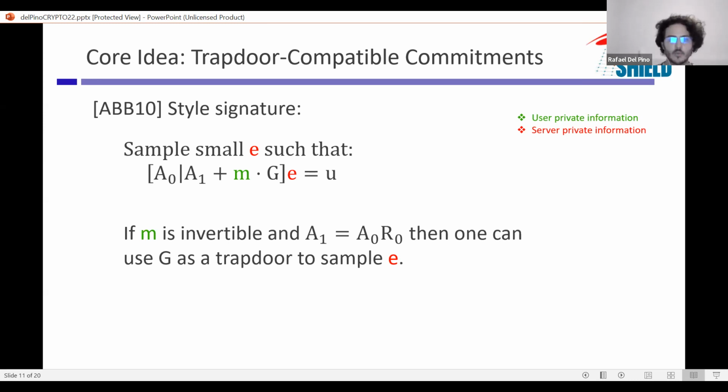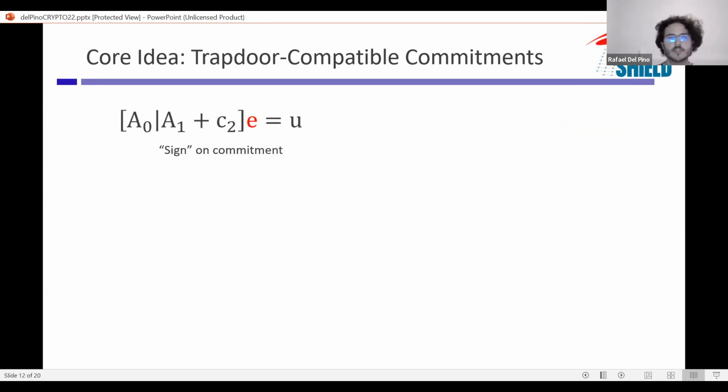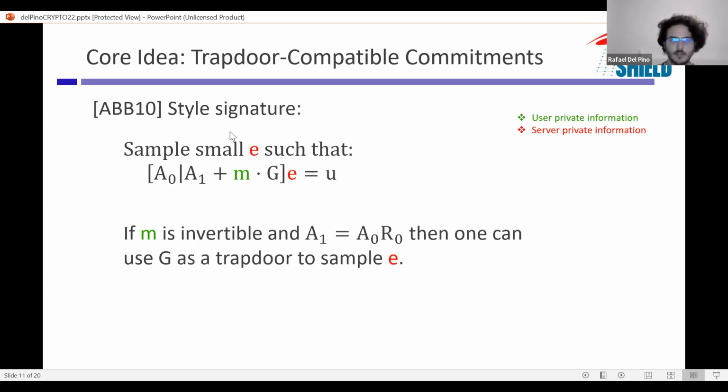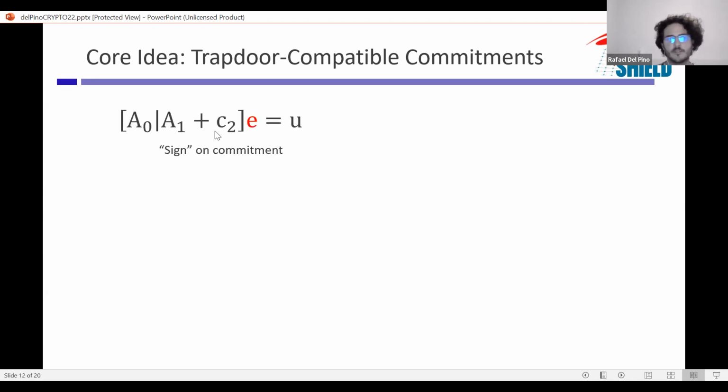So now what if we want to sample the preimage directly of C2? In the previous slide, we had a public matrix with M times G, and signing M would be sampling e for this public matrix. Now, what if we sign C2, where here sign is a different notion because we don't have the G matrix, but let's say we can sample e such that A0, A1 plus C2 times e is equal to U.